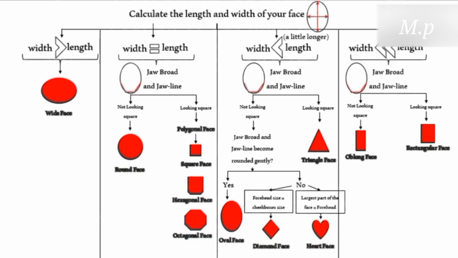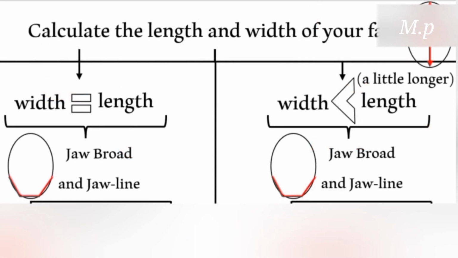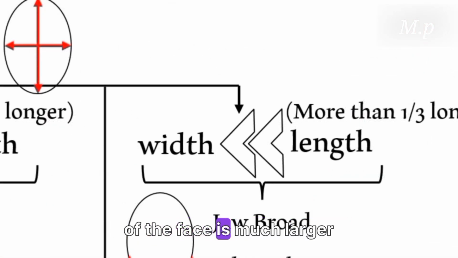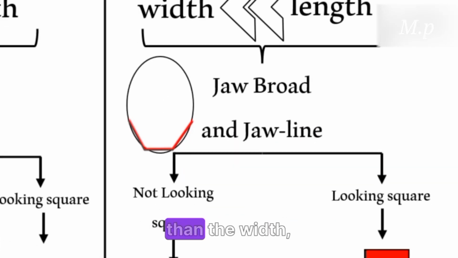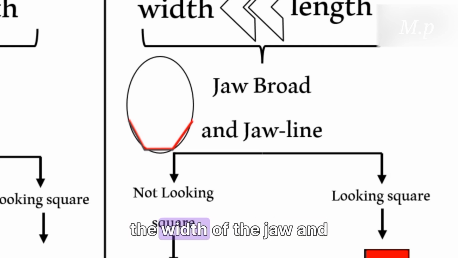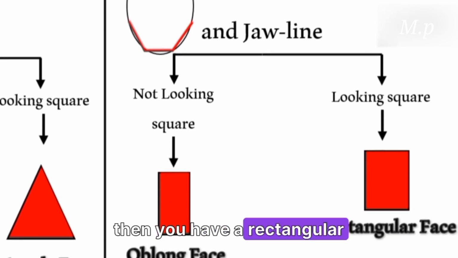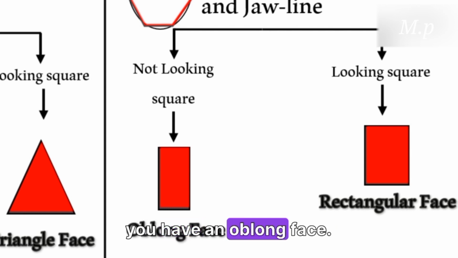In the first step, you should calculate the length and width of your face as shown in the figure. If you come to the conclusion that the length of the face is much larger than its width, that is, about 1/3 more than the width, then you need to check the width of the jaw and the jawline. If the jaw appears to be square, then you have a rectangular face. But if it doesn't look square, you have an oblong face.